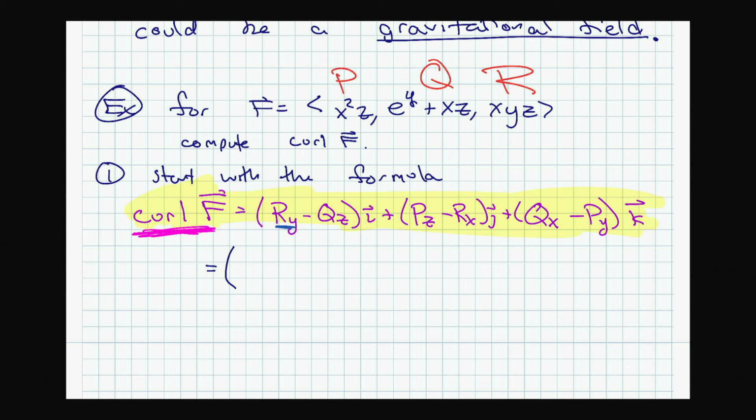So you need RY. So RY, derivative of R with respect to Y is XZ minus QZ. So partial here with respect to Z. Here's the only Z. So partial with respect to Z is just X. I plus, then we need PZ. Here's P. Partial with respect to Z is X squared minus RX. So partial here with respect to X will be YZ.